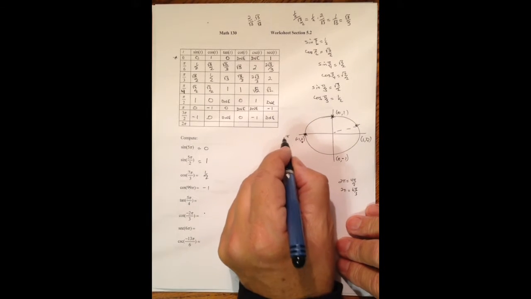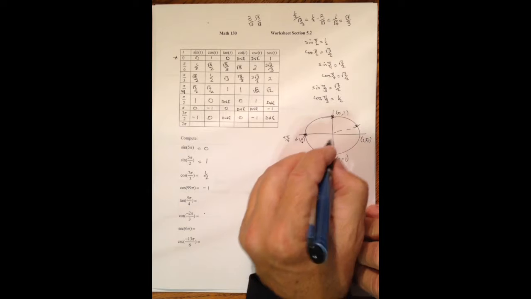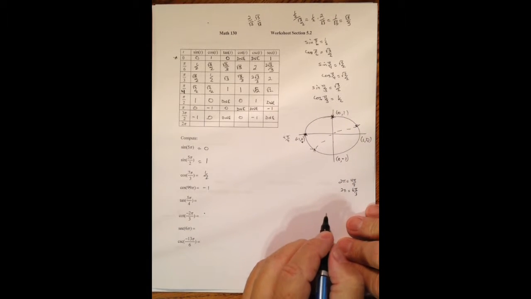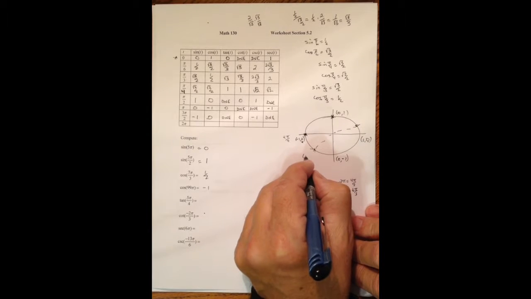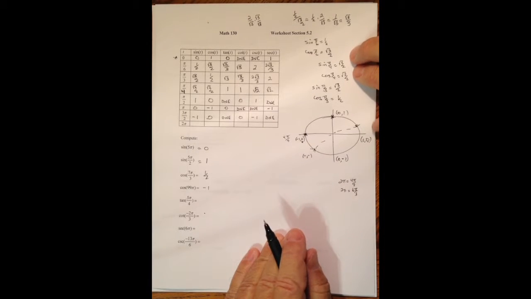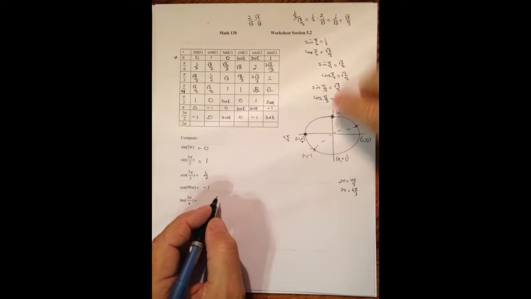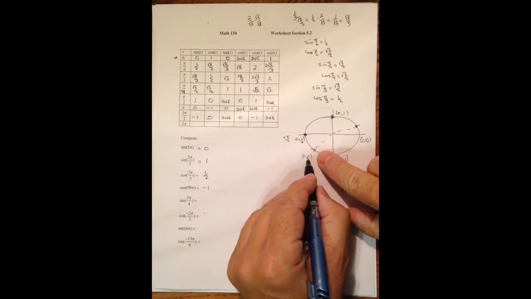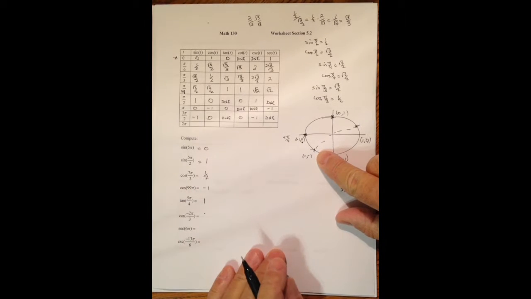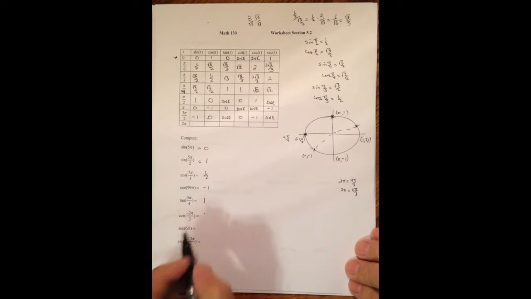Tangent of 5 pi over 4. Here's pi, which is 4 pi over 4. So 5 pi over 4 is in this quadrant. So in this quadrant, both x and y are negative. And so it's going to be this. Remember, the tangent of pi over 4 is this over this, so it's 1. In this quadrant, both x and y are negative, so it's the y value over the x value.